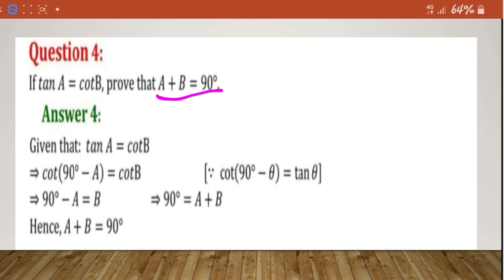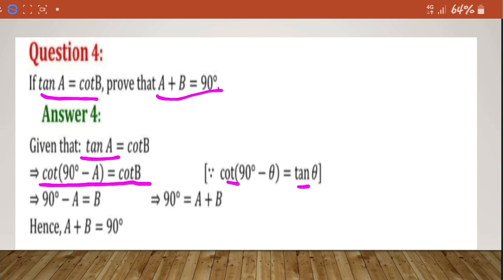a plus b, which is equal to 90 degree. Okay, if tan a equal to cot b, you have to prove that a plus b equal to 90 degree. Again, this is the given equation. Okay, and you know cot is the complementary of tan. So in place of tan a, you can write cot(90 minus a).